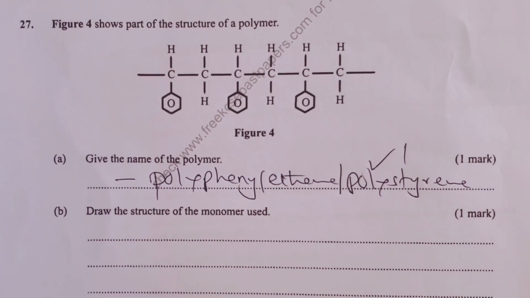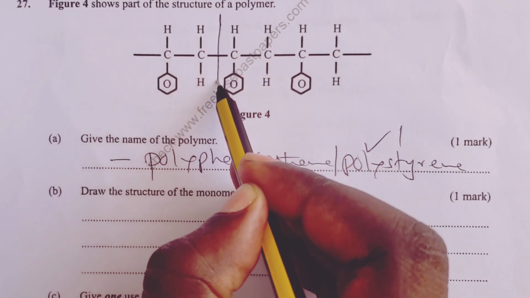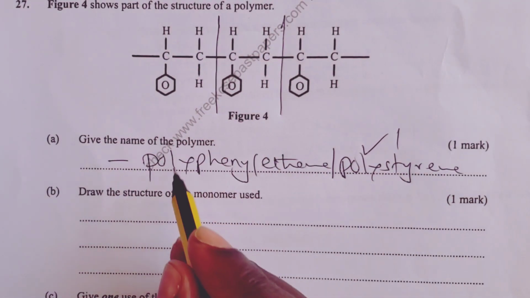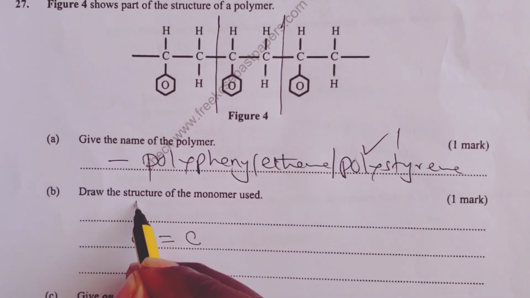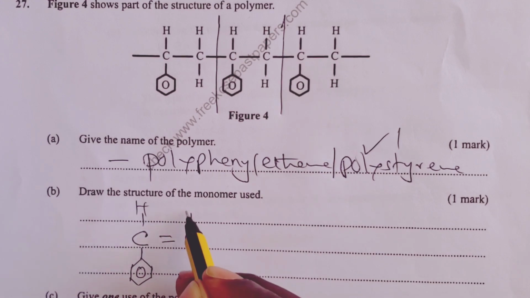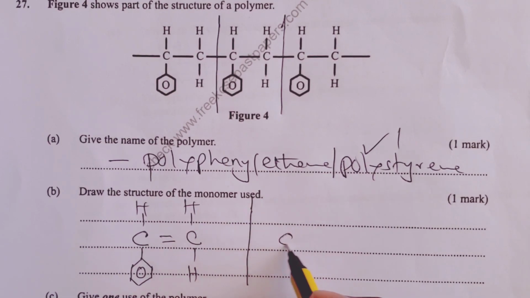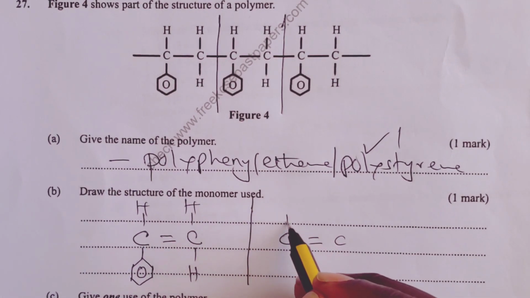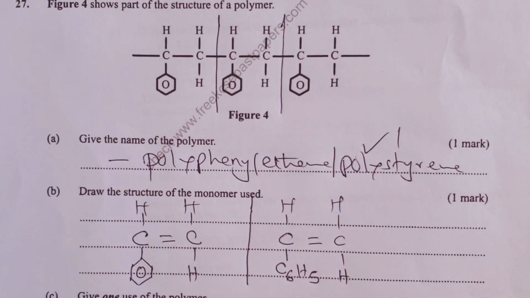Now we are asked to draw the structure of the monomer that was used, and that is quite easy. A candidate is supposed to only identify the repeat units, and here we can see three of them. Then we pick one repeat unit, maybe this one, and introduce a double bond between the carbons that are there. That is an easy way of obtaining the monomer. Quite easy. Though we can also open up this cyclic part to say we have six carbons and five hydrogens. Any of these would be the monomer.